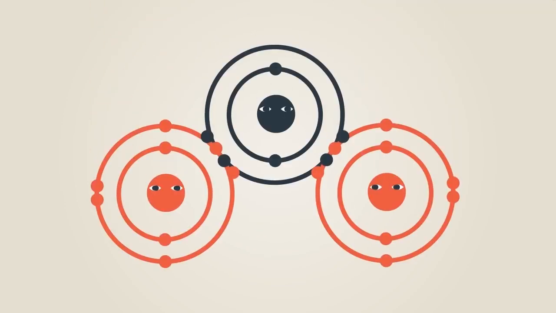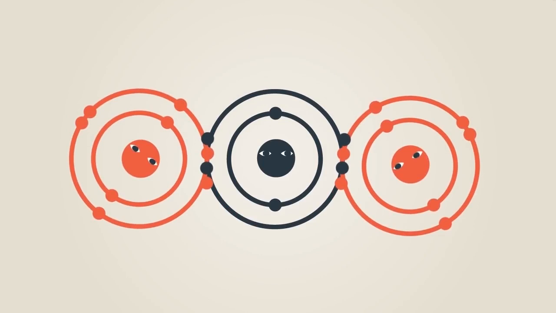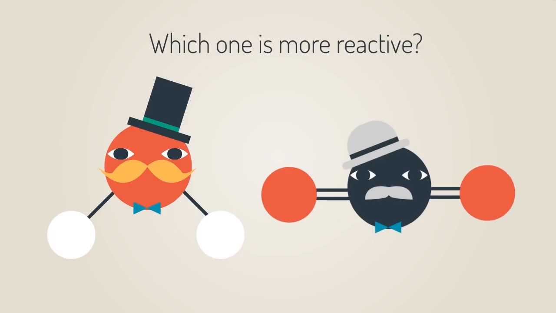The two groups of bonding electrons in carbon dioxide repel each other, and this keeps the oxygen atoms as far away from each other as possible. Because of this, we can say that the carbon dioxide bond angle is 180 degrees. Knowing what you know about the bonding in a water molecule and the carbon dioxide molecule, which do you think is going to be more reactive? Again, pause the video and resume once you've had a think.